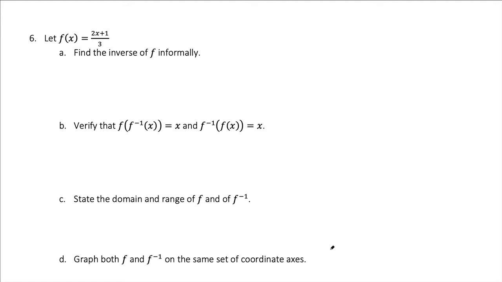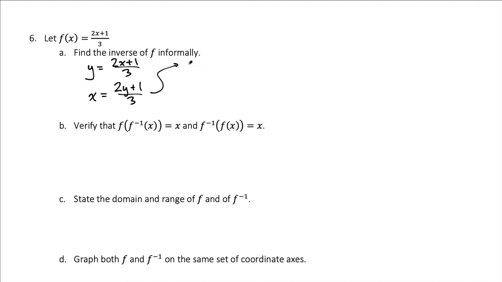To find the inverse of a function informally, we are just taking y equal to our function, and then we switch x and y. So this gives us x equals (2y plus 1) over 3. Notice the x and y just switched positions. And then we solve for y.